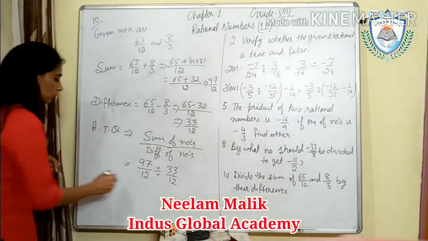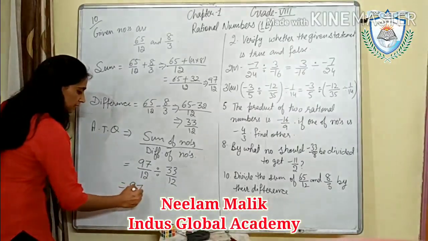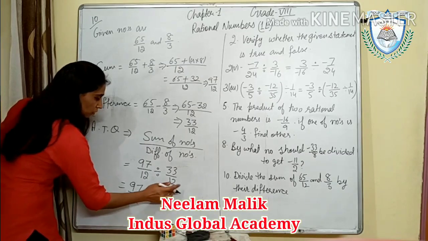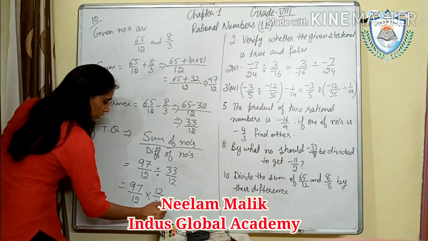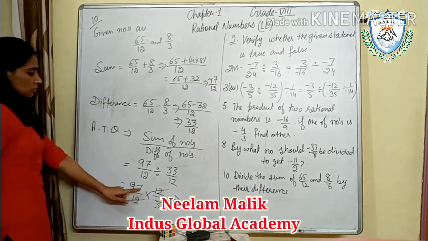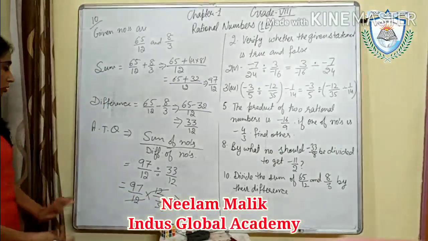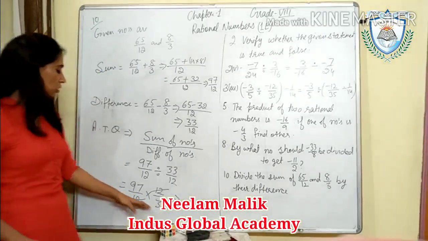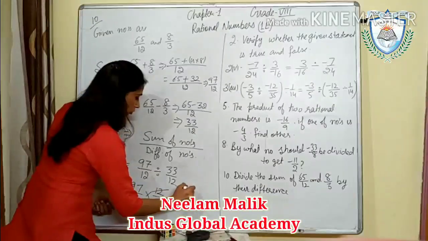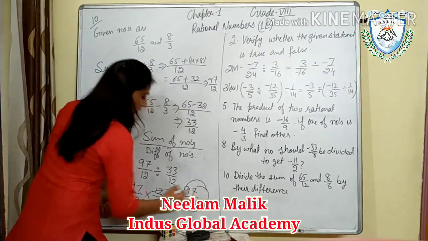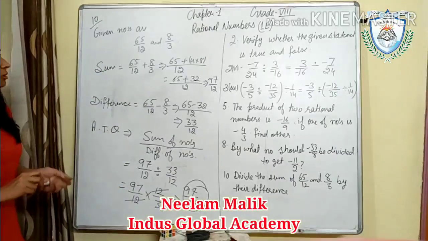Okay. So what will be next? 97 upon 12 multiply, it will be reciprocal, here will be 33 upon 12. It will be cancelled. Check whether they are cutting or not. 97, is this cutting on 3? No. And this is okay. So you can write, if you don't know whether they are cutting or not, you can write that directly. Okay. So this is our answer.